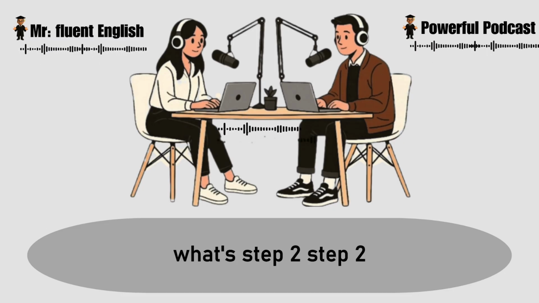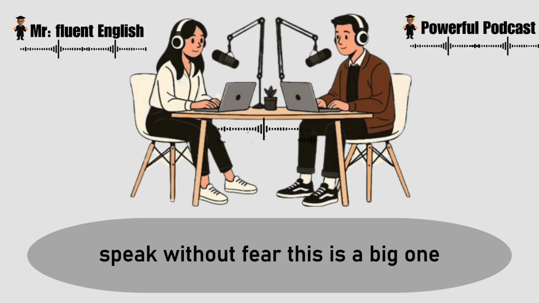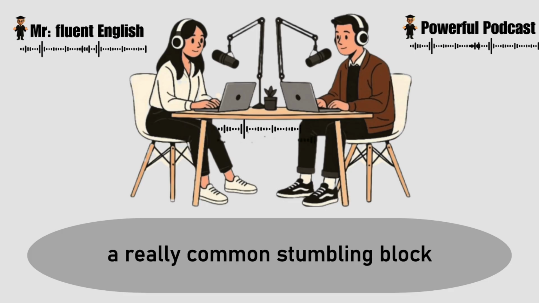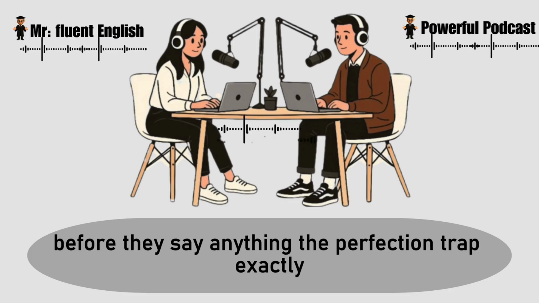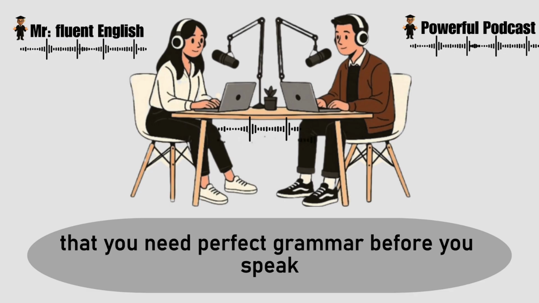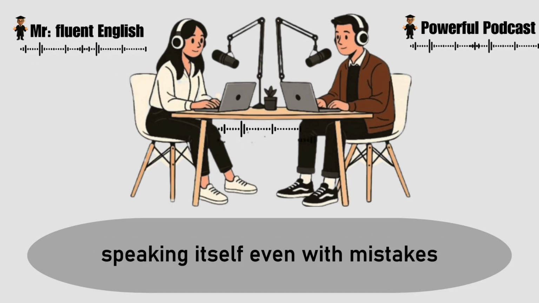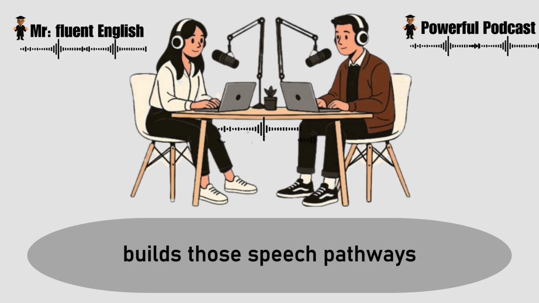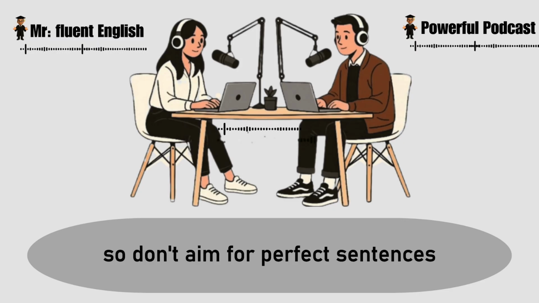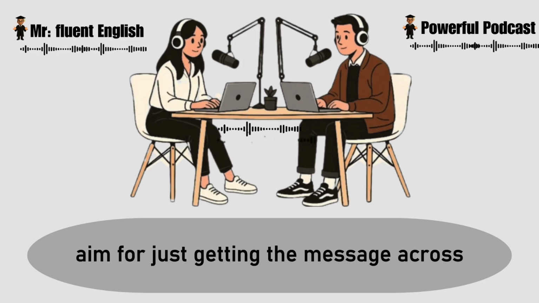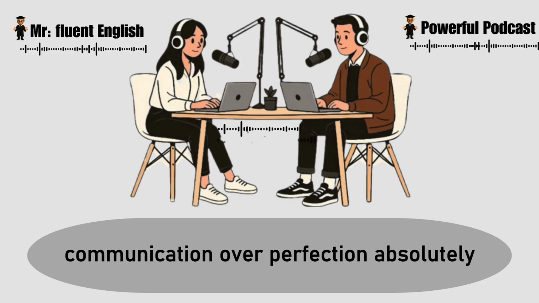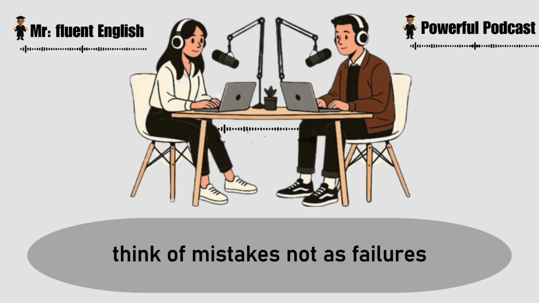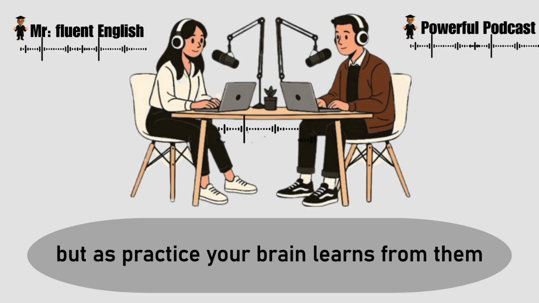What's step 2? Step 2, speak without fear. This is a big one, a really common stumbling block. Yeah, people waiting until they feel perfect before they say anything. The perfection trap. Exactly. It's a myth that you need perfect grammar before you speak. Speaking itself, even with mistakes, is crucial practice. It engages different parts of your brain, builds those speech pathways. So don't aim for perfect sentences. Aim for just getting the message across. Communication over perfection. Absolutely.